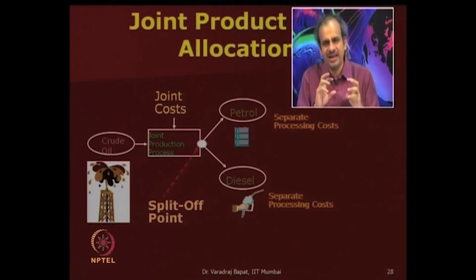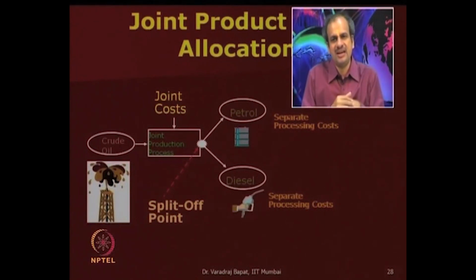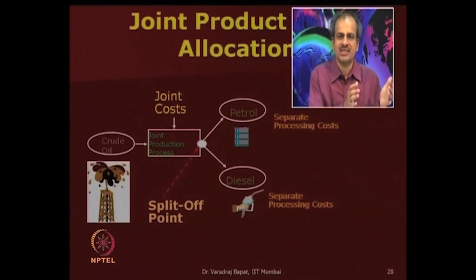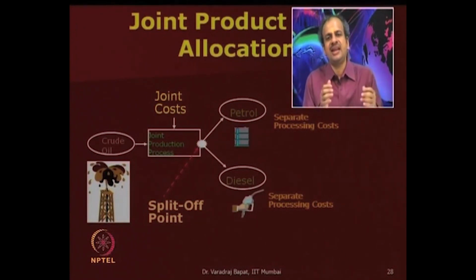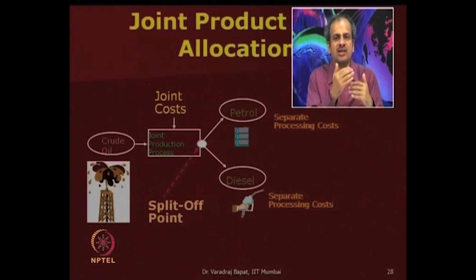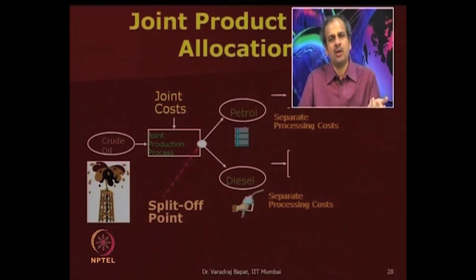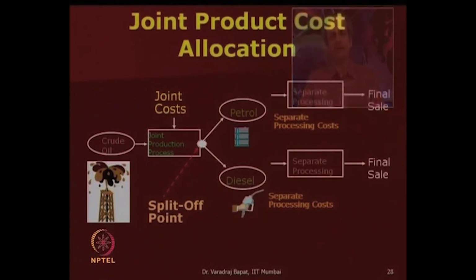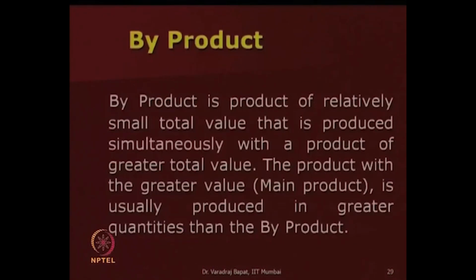Then they may require further refining. Maybe lead is taken out, some more processes are done, and then we finally get the sellable form of petrol and diesel. So we have two sets of costs. One are the joint costs which are common for petrol, diesel, gas. Then on each product separate costs are incurred. So it becomes necessary that the joint costs, which are the costs of the refining process, are properly charged to petrol and diesel. We will see how they are charged. Okay. So after the separation point, there is some processing and the products are ready for sale.